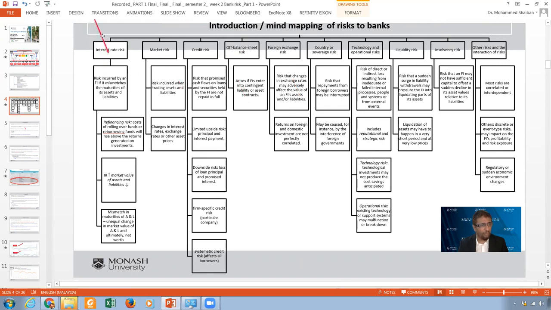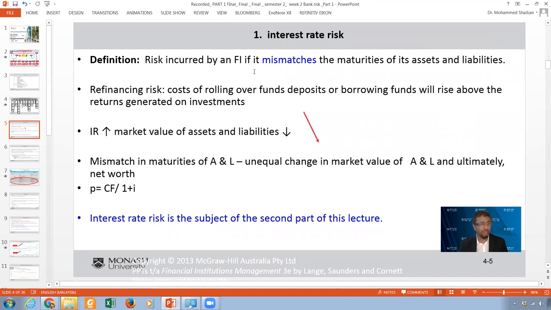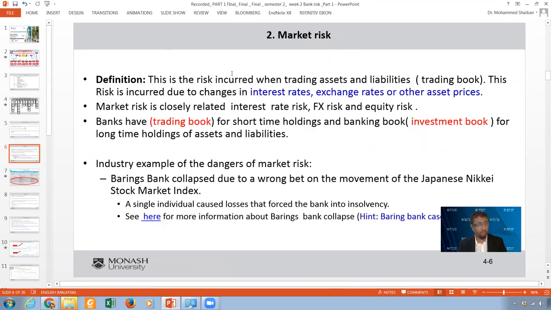Now, for example, the interest rate risk, I define it here, and then I talk about some of the causes of this risk. I did the same for market risk, but all of this information is reflected in the slides that are coming. So I will not spend much time on it, but you can use this map to study and to look at the whole picture of those risks and this semester. Now, this is the interest rate risk, and I will not cover it here because we are going to discuss it in the second part. Let me jump to the market risk.